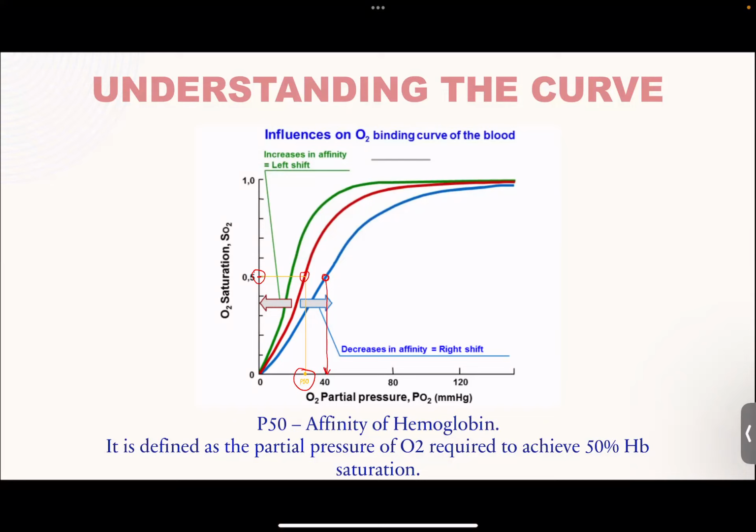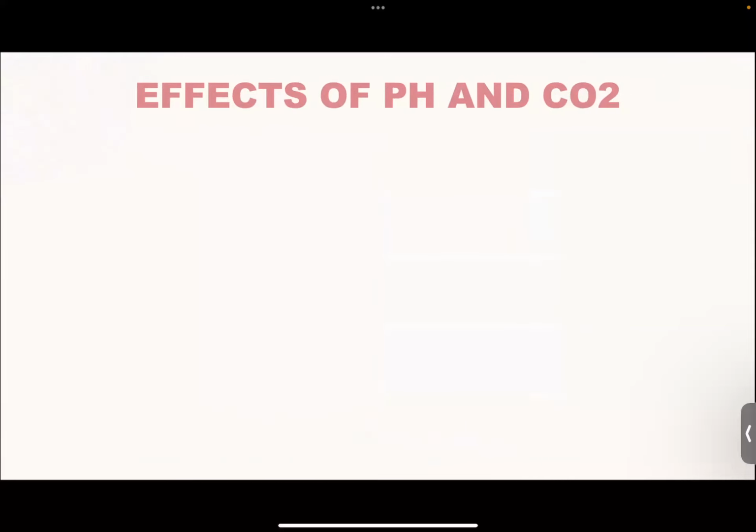Which means that we need higher pressure for the hemoglobin to be able to bind to the oxygen. So decreased affinity, right? The hemoglobin is not readily taking it up. And vice versa for the increase in affinity. If the affinity increases, even at a lower pressure that corresponds to almost here, our hemoglobin is going to be 50% saturated, okay? So we're going to look at the effects of pH and CO2 first.